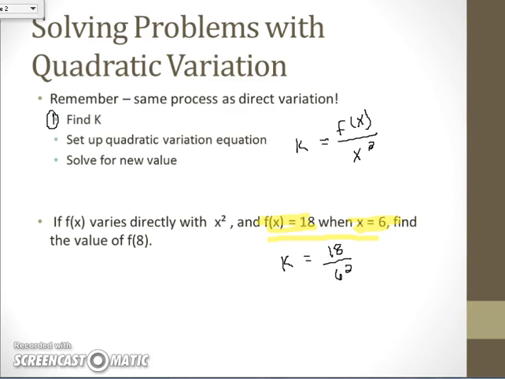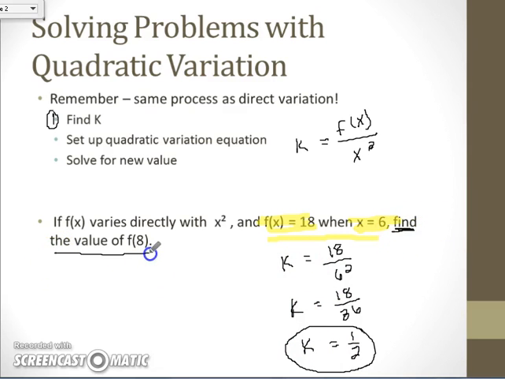And if we simplify this, we would have k equals 18 over 36. 6 squared is 36. And k reduces down to 1/2. It's a lot easier to work with a simplified fraction. So in this entire problem, the constant value that we're going to use is k equals 1/2. So now to answer the second part of the question, find the value of f of 8.